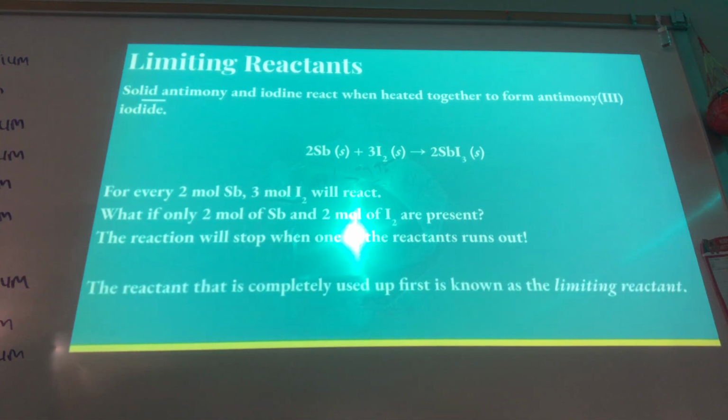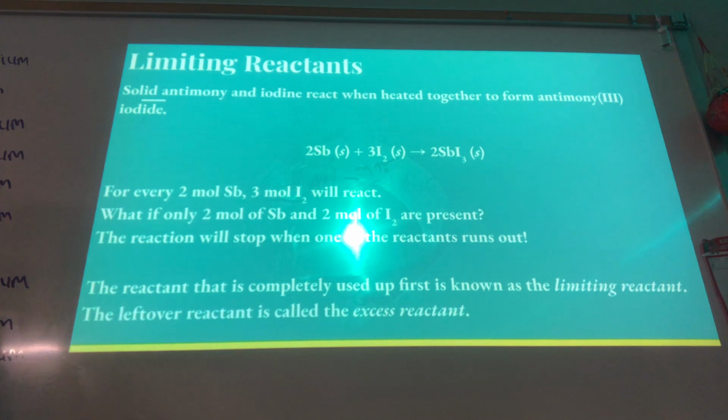So the reactant that runs out is called the limiting reactant. And the one that has extras is called the excess reactant. This is the only thing that we need to know from this slide.